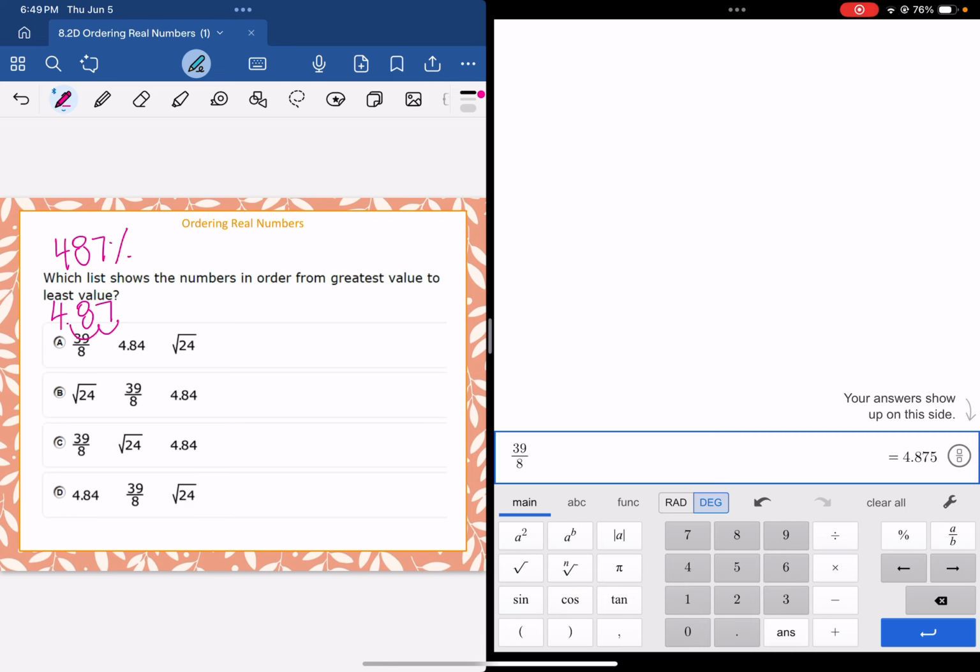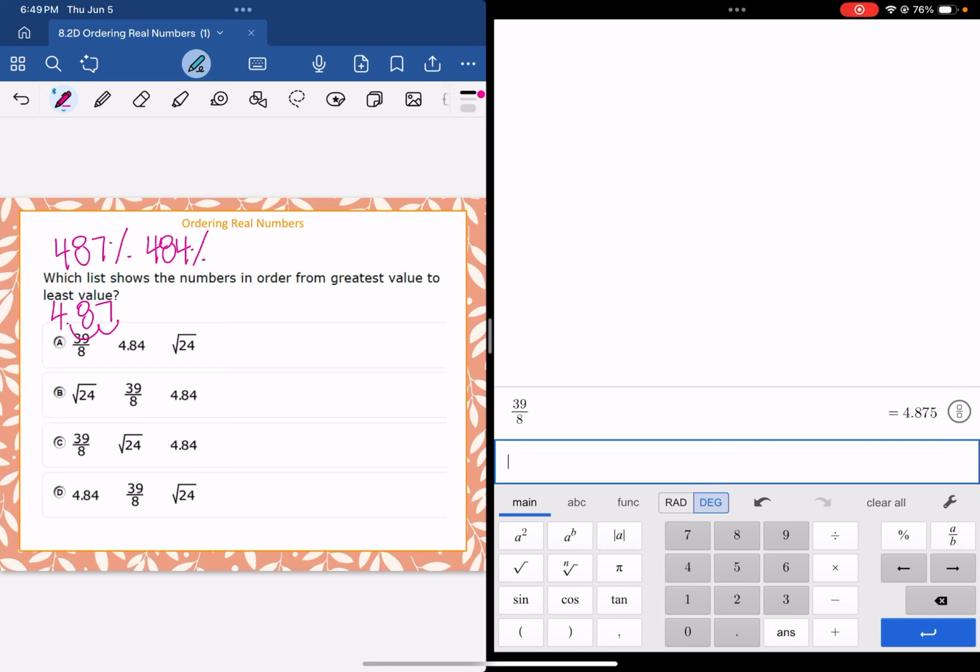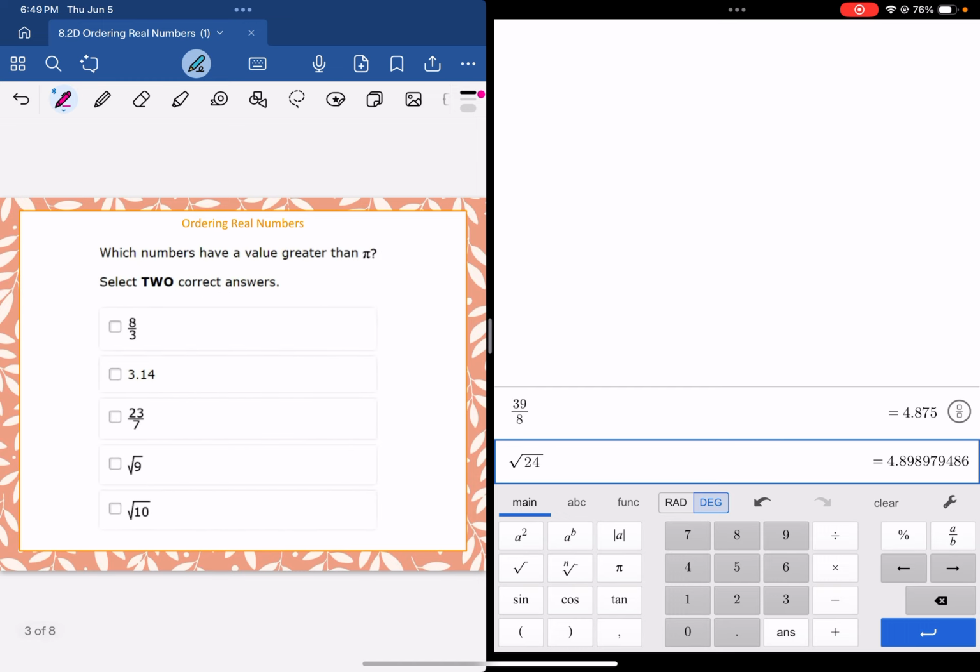Since the second answer, in answer choice A, is 4.84, that would be 484%. And now I'll go back to the calculator and do the square root of 24. And that would be 489%, and I know that 489 is bigger than the other two, and there's only one answer choice that starts with the square root of 24, so that lets me know that B is the correct answer. Let's go to the next one.